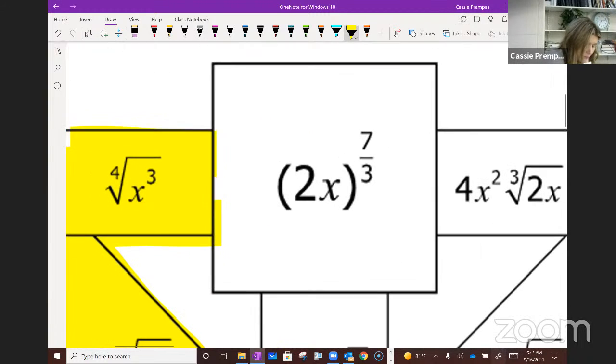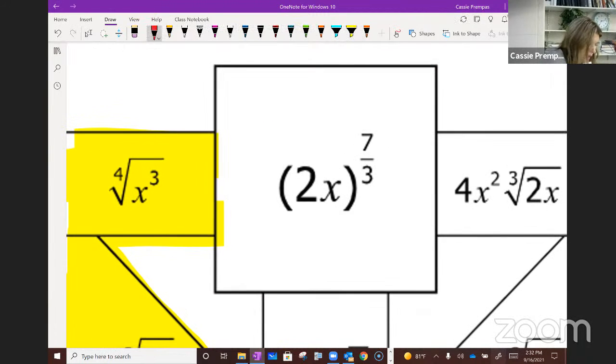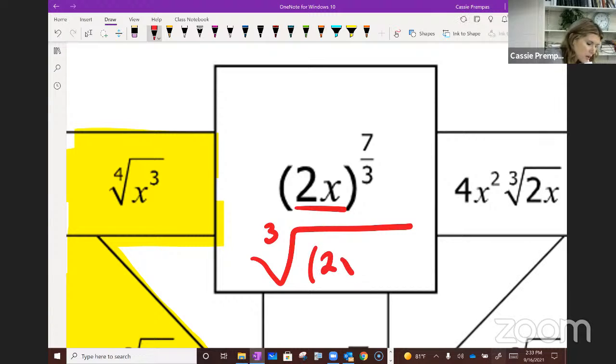Now this one, 2x raised to the 7/3 power. I just want to show you how you could do this without a calculator. So the entire thing is in parentheses. So this one, the 2 will go underneath the radical. It's cubed root of, you could say, 2x to the 7th power. So it goes to both of them. It does go to both of them.